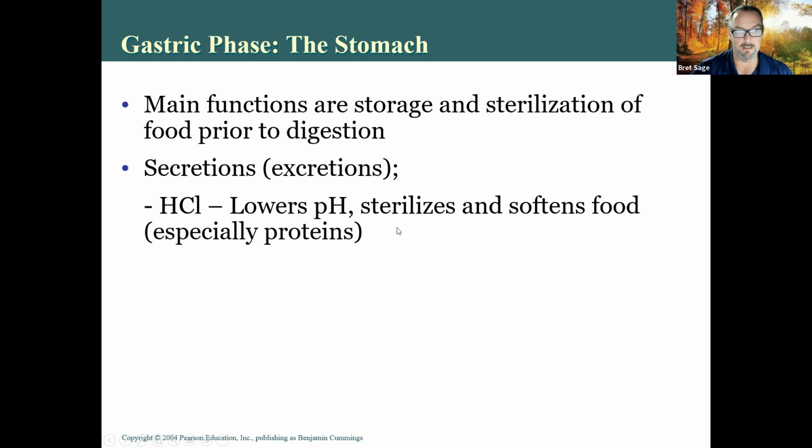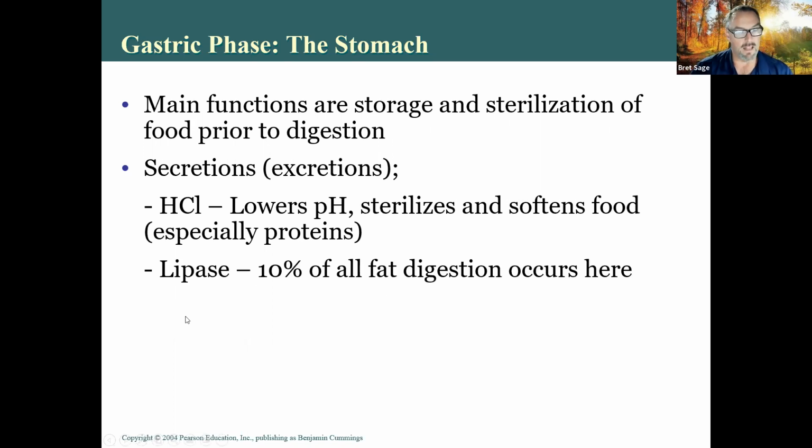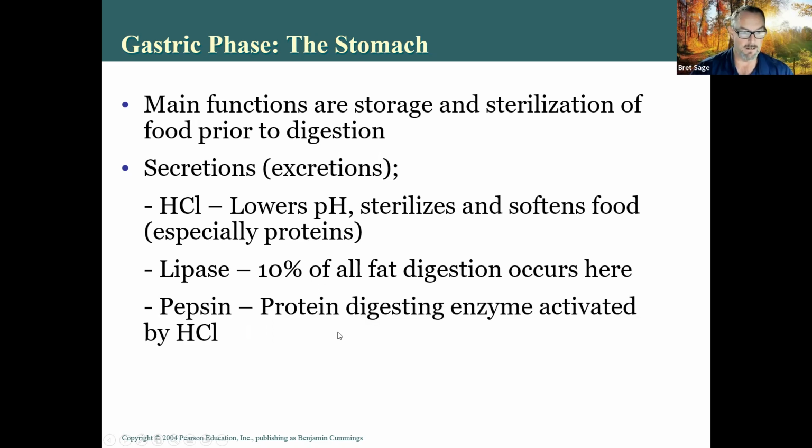Now, the softening has to do with denaturing the proteins, which are kind of like this, causing them to unfold open. That allows enzymes to get in and break those peptide bonds. Lipase: 10% of all digestion occurs in the stomach. So these are lipases breaking down fats in your stomach.